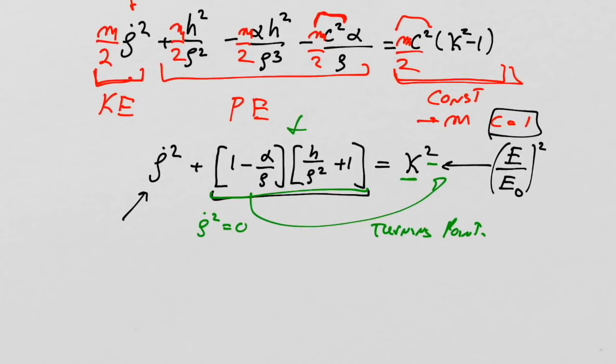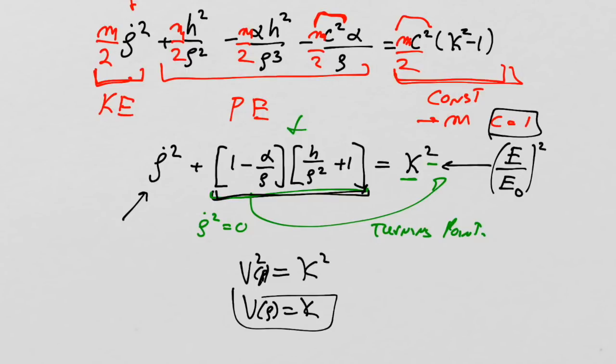There's actually 2 ways to define the turning point in this problem. You could call this v squared, and we're looking for when v squared equals kappa squared, and you solve that for rho. Likewise, we could set it up just so v of rho equals kappa, and that's what we're going to do. We're going to do v of rho equals kappa.